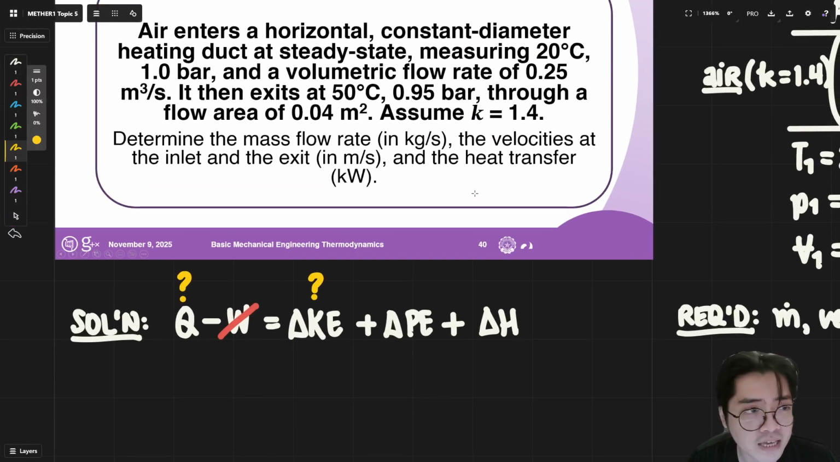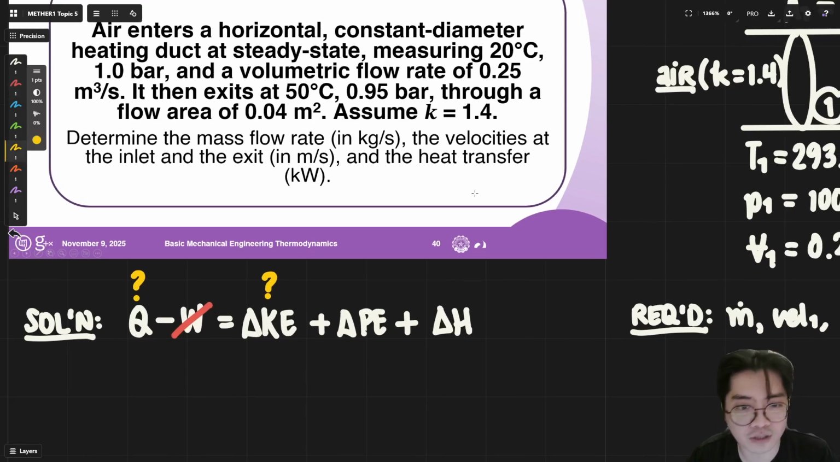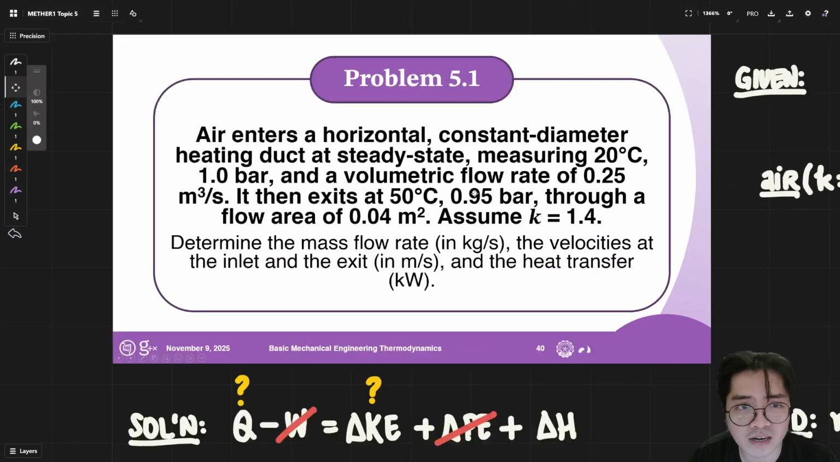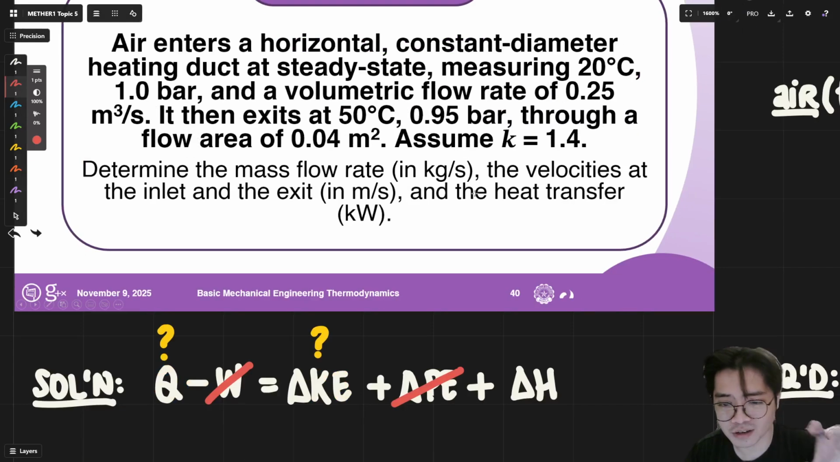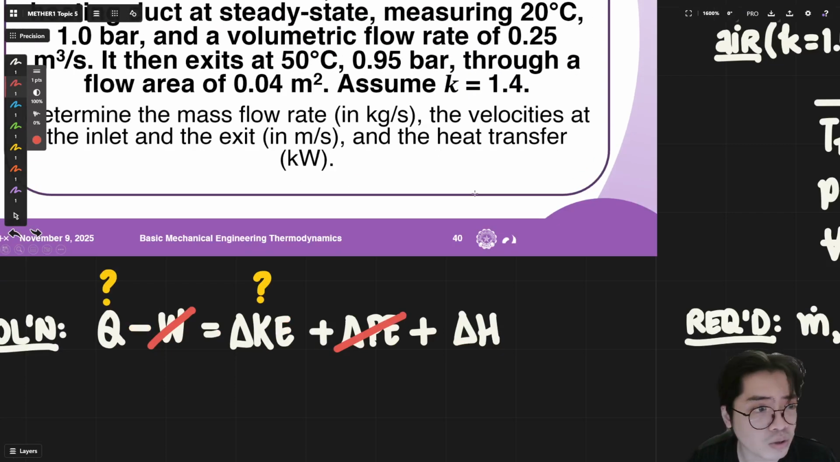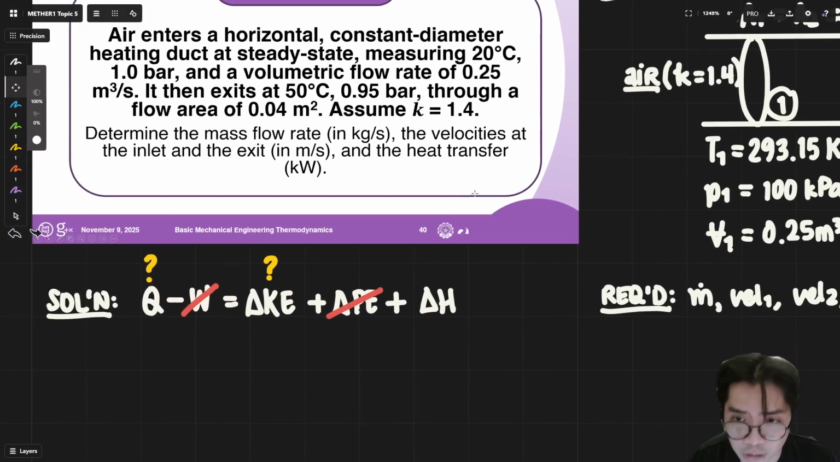Now, for delta PE, there is no indication of elevation, which makes it seem like, well, we don't know yet, but actually we do. We can cancel this because of the little word in here, horizontal. Horizontal means that there is no change in elevation because, well, the level of state 1 is just the same as state 2, and this leaves us with delta H.